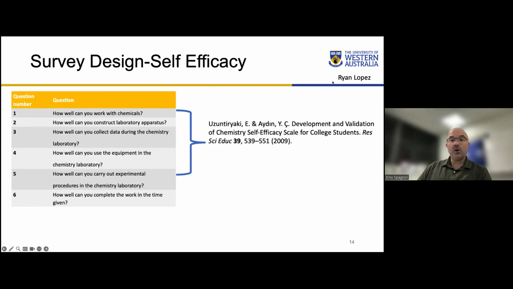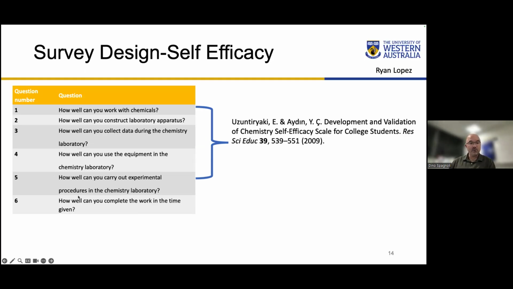And I will say that this work was done by Ryan Lopez, a PhD student of mine who's just submitted his PhD, where he's looked at the design of these 360 lab tours and how it does affect students' attitudes towards chemistry and also self-efficacy within the laboratory. I'm going to focus on the self-efficacy side. We've got one extra question in there because when we've done research to ask students what they are most anxious about or have less self-efficacy about, it's the time that they could take to complete the laboratory. So we added an extra question into this survey.